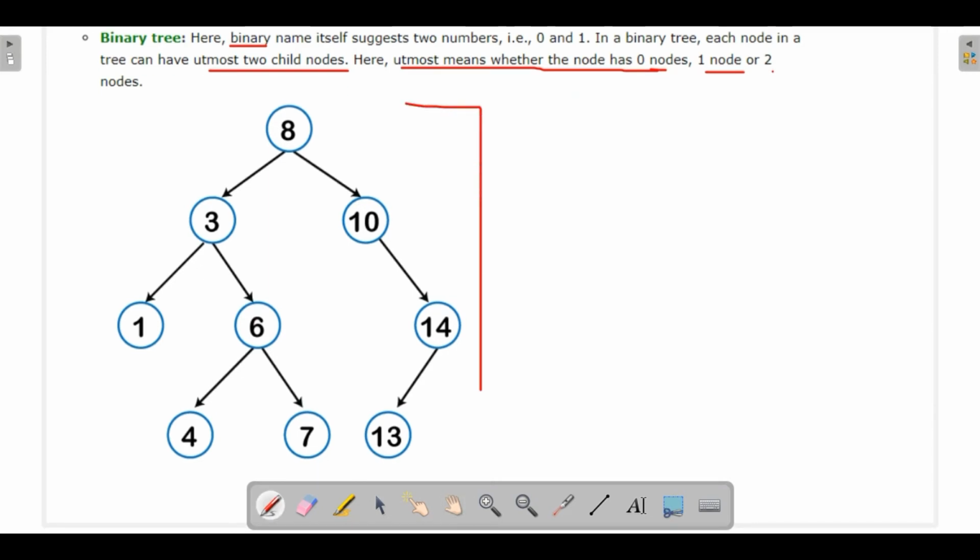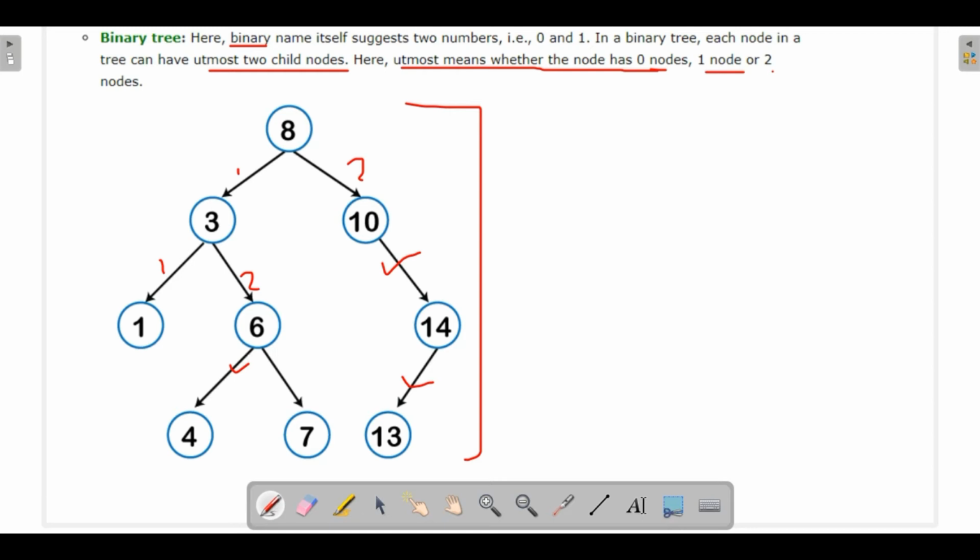How is it a binary tree? See, it has a maximum of two nodes, 1, 2. Same for this also. It has only one node to it. So this is also a binary tree.